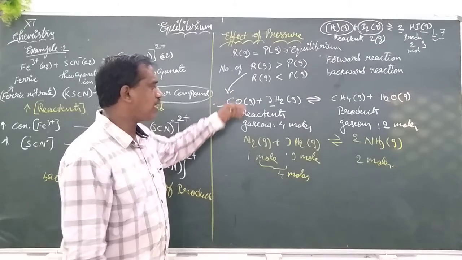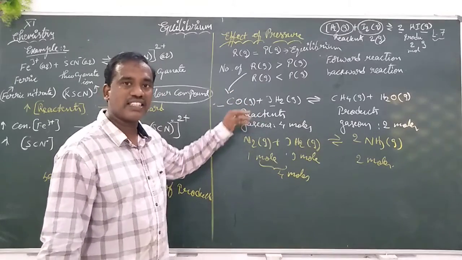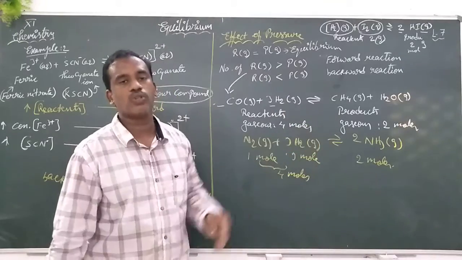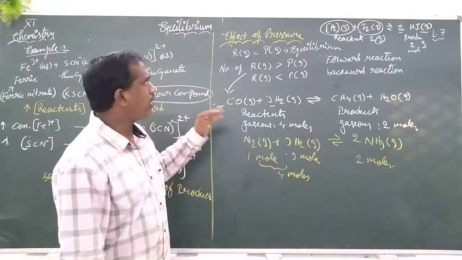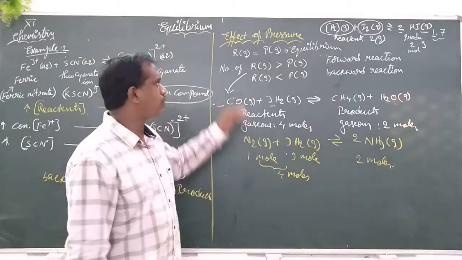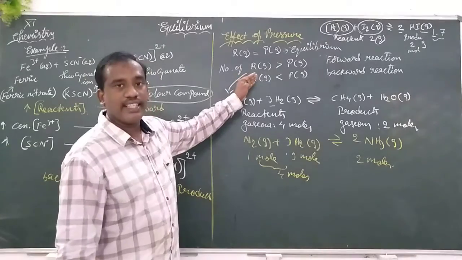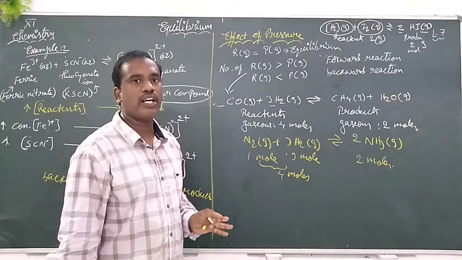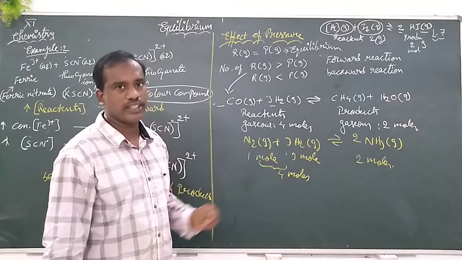Means if you increase the pressure, it will shift towards the product side. So we understood the effect of pressure. When the number of gaseous reactants is more, it will favor a forward reaction. I hope the point is clear for you.